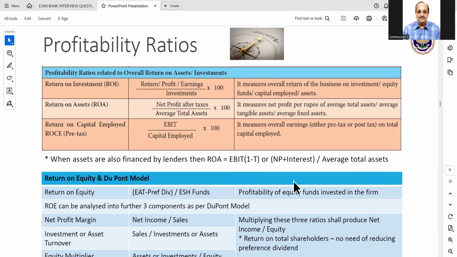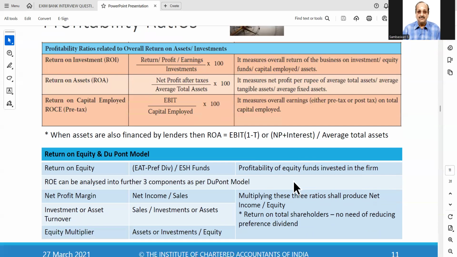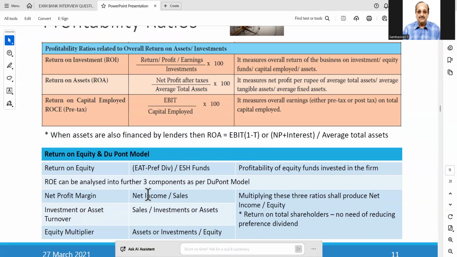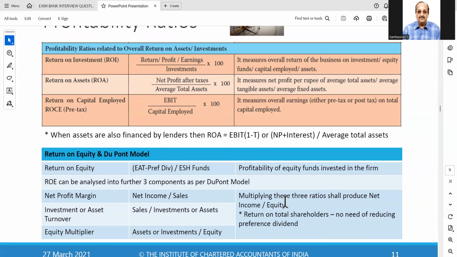Please try to understand. Return on equity or DuPont model. Please go through these things. This is coming in a new way. Please read it carefully. This has been prepared by the Chartered Accountant Institute, so it may be slightly difficult, but still go through this once, twice, thrice to know it.